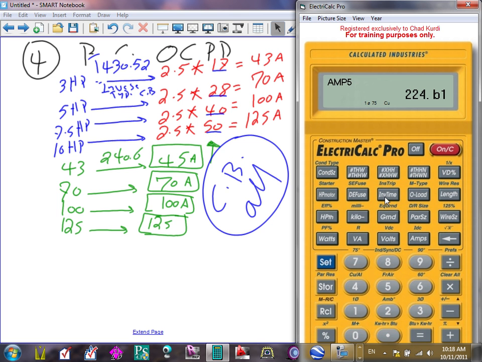I'm doing a residential, what do you call them? A single phase.